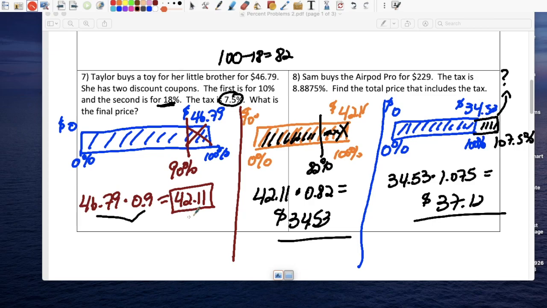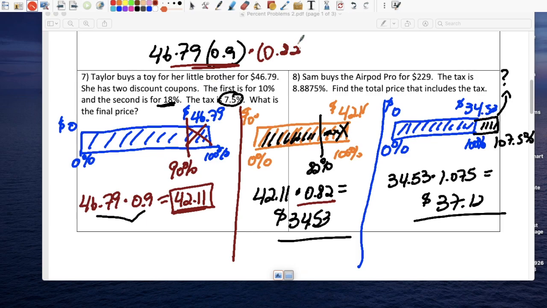Now, notice what I did here. I multiplied these two, right, got 42.11. So if you think about it, let me just write it over here. I took 46.79, and I multiplied that by 0.9, right? And I got this, so the product of these two numbers, 42.11. I multiplied the product of these two times, guess what? 0.82. And then the product of that, I multiplied that by what? By 1.075. Let me change colors. And that's really all you should have done, right? So 46.79 times 0.9 times 0.82 times 1.075 gives us $37.12.